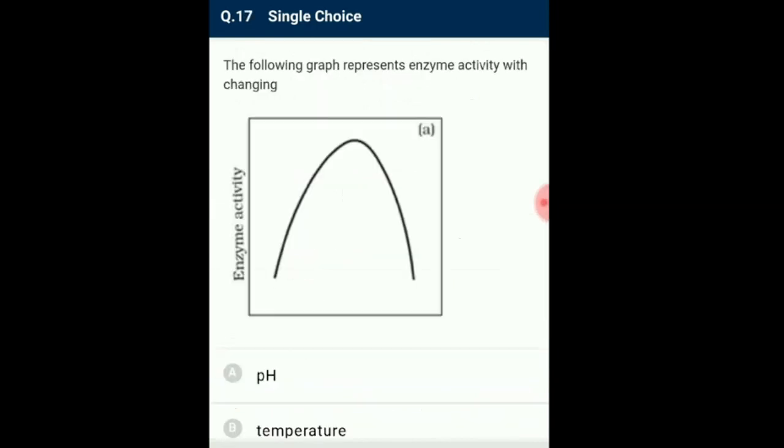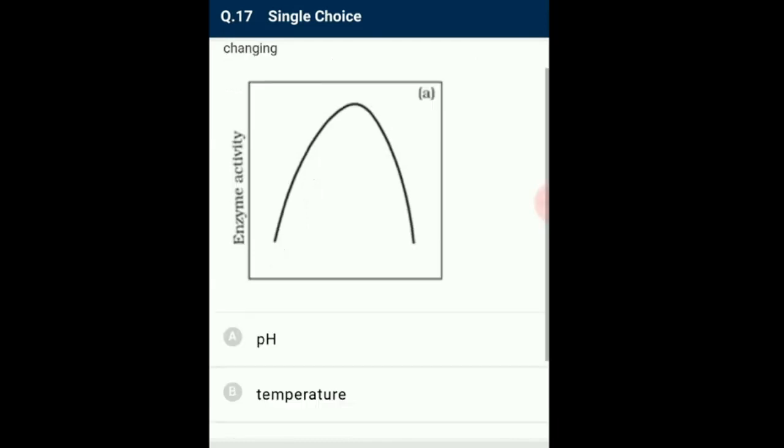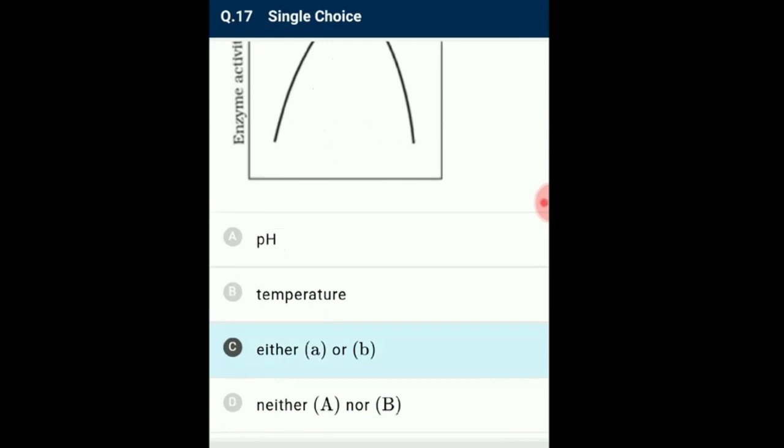Question number 17. The following graph represents enzyme activity with changing conditions. The major factors on which enzyme activity depends are temperature and pH. Every enzyme has a certain optimum temperature range at which it is active. At the lowest or highest temperatures, the activity will not be seen. At lower temperature, the enzyme remains totally inactive, and at higher temperature, denaturation of proteins is seen and thus the activity is hampered. Similar is the case with pH value. Every enzyme is active at a certain pH. At lower or higher pH, this activity is not seen. Hence, when enzyme activity is plotted against temperature or pH, a bell-shaped curve is obtained. So the correctly matching option is option C, either A or B.